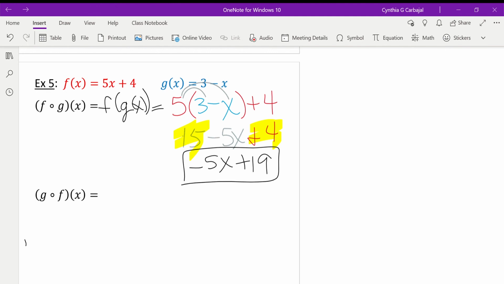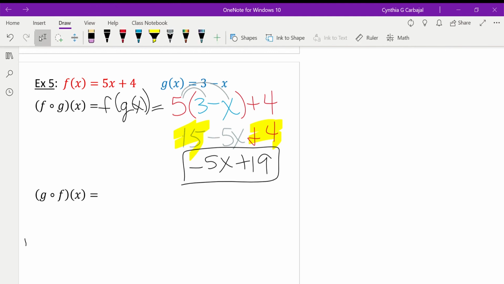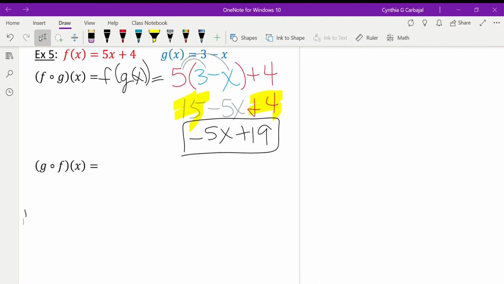All right. Next example. Now we're starting with the g function. And in the g function, we're going to sub in the f function. So my g function is, I'm going to write it down here, 3 minus x, so 3 minus parentheses. And then my red function or f function is 5x plus 4, and that's what's going to go in the parentheses.